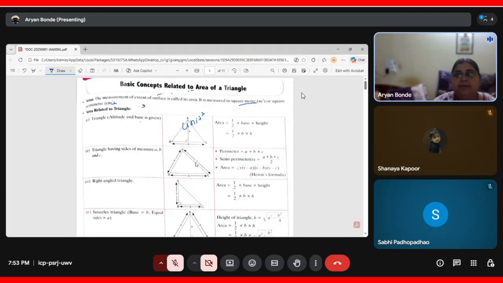How do we find the perimeter? Perimeter is nothing but the sum of all the sides of the triangle. So perimeter is equal to a plus b plus c. After finding the perimeter, we find the semi-perimeter by using the formula (a plus b plus c) divided by 2. Semi-perimeter is nothing but half of the perimeter.